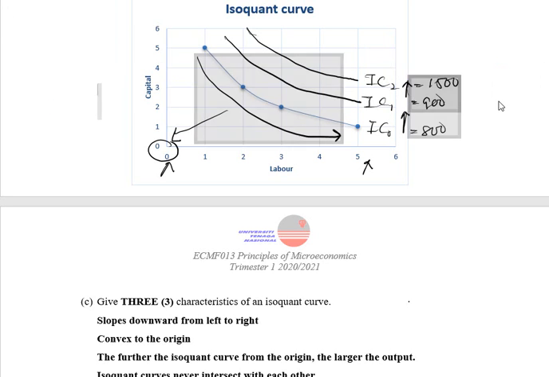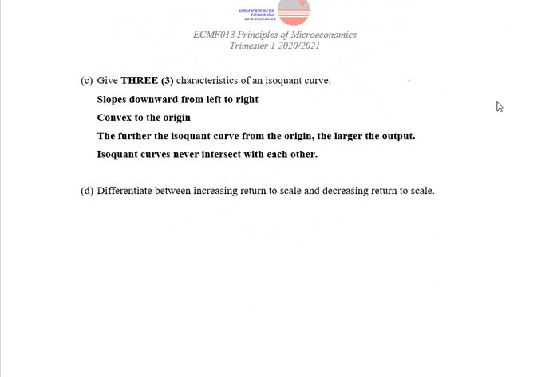And then question D, differentiate between increasing return to scale and decreasing return to scale. So what do we mean by return to scale? It is talking about how much the output increases when you increase the number of inputs in your production. So it is talking about the relationship between input and output.